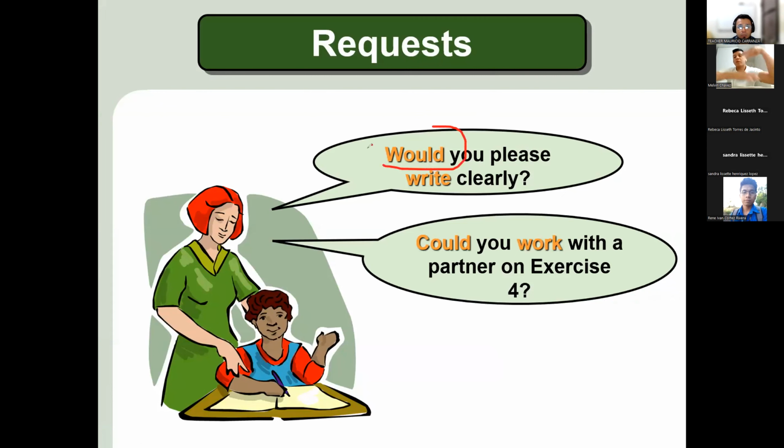In English, we can use would, or we can also use could. The structure is basically the same. At the beginning, we use the modal. Then we use the subject. It can be any pronoun or it can be a name. And after that, we use the verb, right? In the first question, they use the word please to make it more polite, but it's optional. You can also say, could you please work? So the word please is optional, to be more polite.